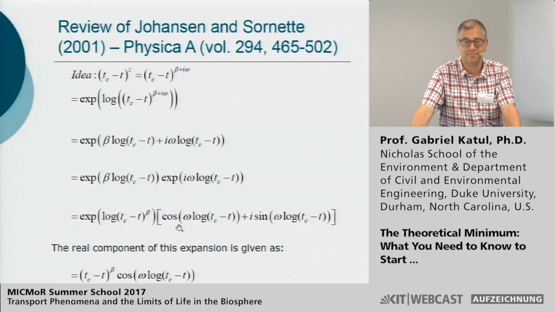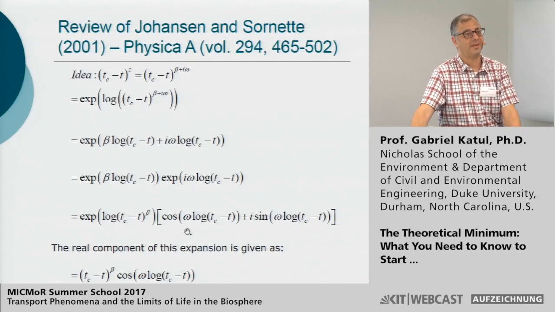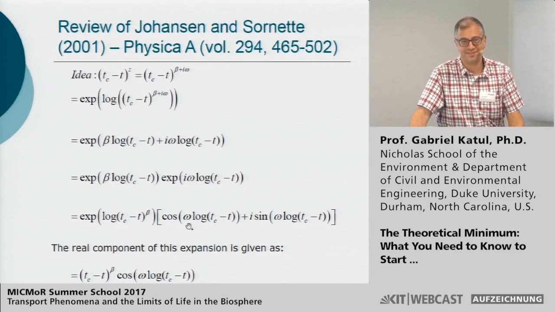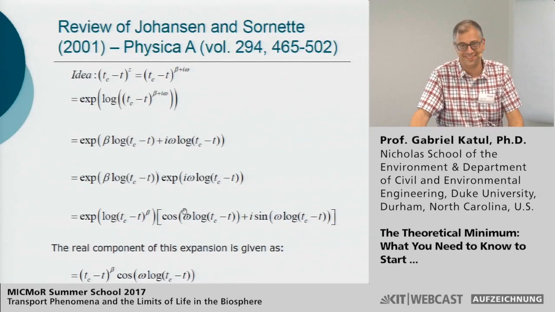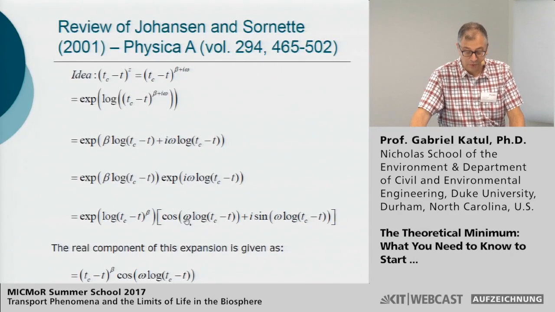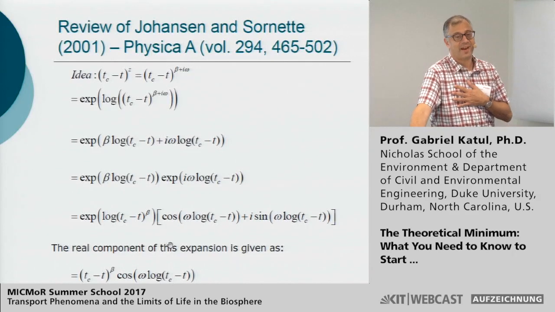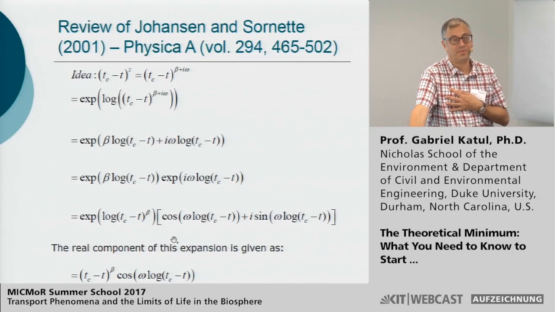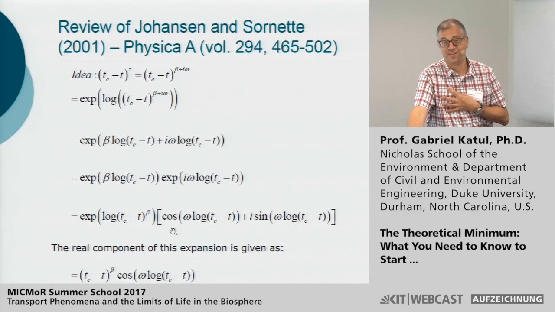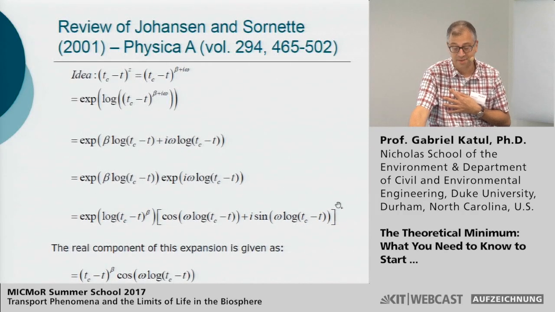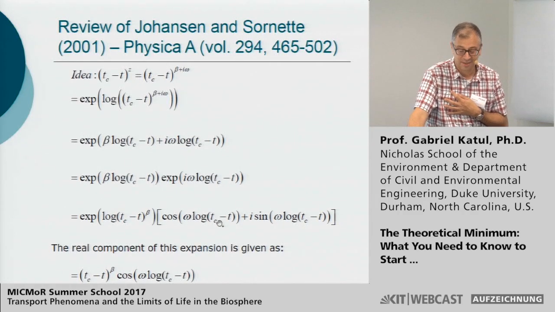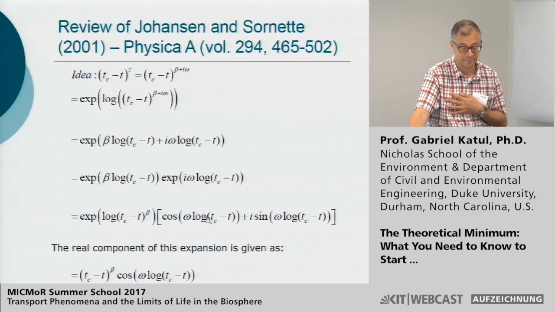So far, so good? That's a quick review of complex numbers in case you forgot them, okay? That's why I decided to put the steps rather than just show you quickly the result, okay? Of course, we are seeing the population in real time, so we don't see the imaginary part, we see only the real part. So we take the projection of this solution on the real axis, and basically you get rid of the i sine omega t, but the cosine of omega log(tc minus t) will survive.